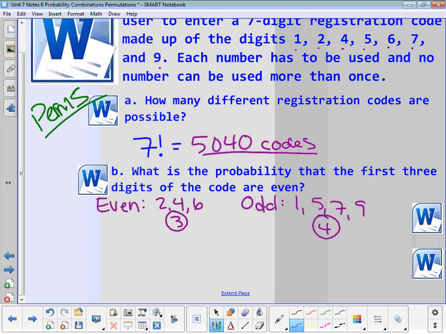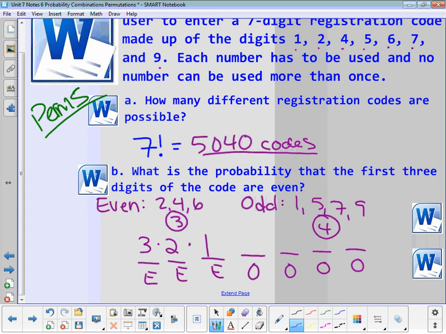So let's set up our code. There's seven digits in our code. 1, 2, 3, 4, 5, 6, 7. I want the first 3 to be even. If the first 3 are even, that means that the next 4 are all odd. And remember that we can't repeat digits. So I have 3 possibilities for the first even digit. Once I use one of them, then I only have 2 possibilities for the second even digit. Once I use that one, then I only have 1 left for the third even digit.